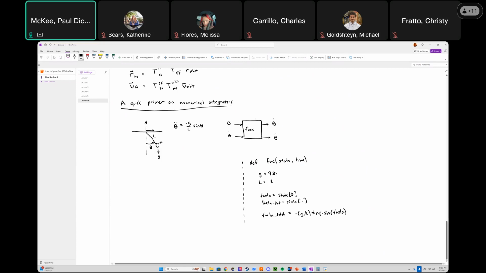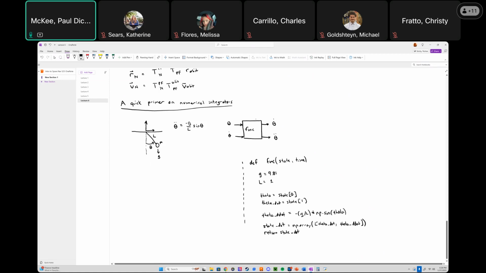And we're almost done. I'm going to say state dot is an array that includes theta dot and theta double dot, and then that's going to be our output. So this is np.array theta dot and theta double dot. And then we're going to return state dot.